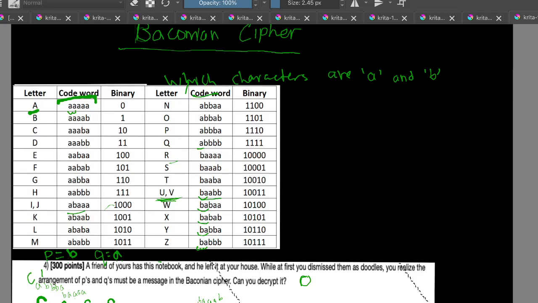Here we have B, A, B. This is A, B, B. That's an H. It's all A's, so that's an A. One B followed by four A's, that's an R.